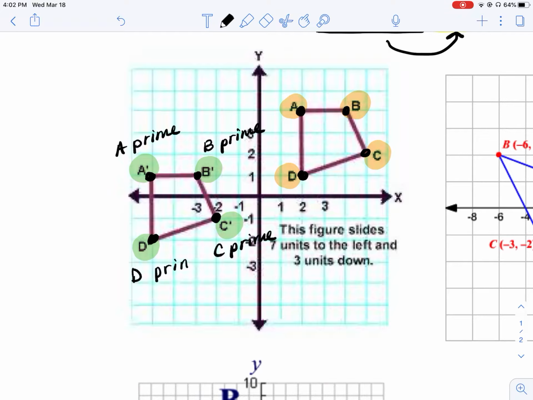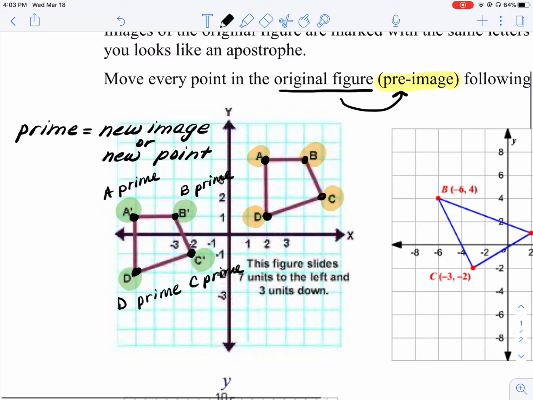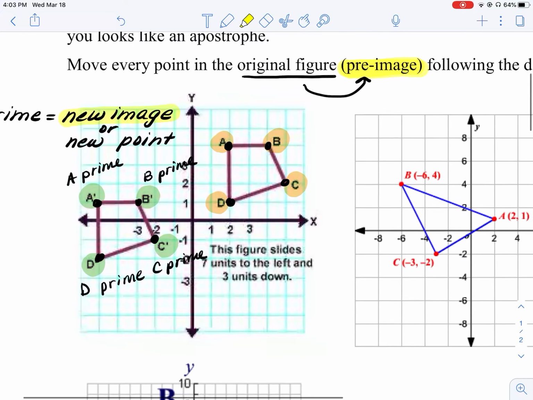What that means is that this is where the new spot is. Anytime you hear the word prime, that means it is the new image, or the new point. So we had our pre-image, which is called the original image, and we have our new image, meaning after I created the points.